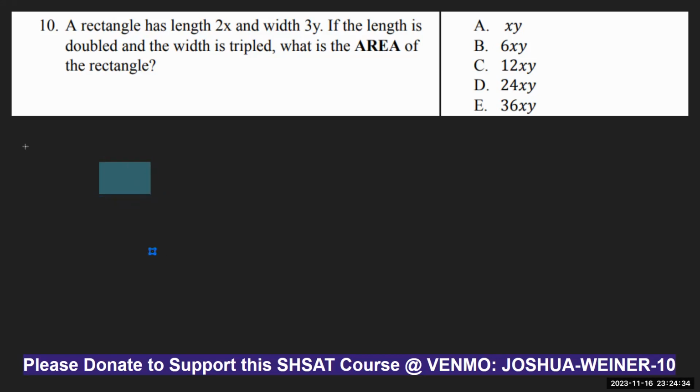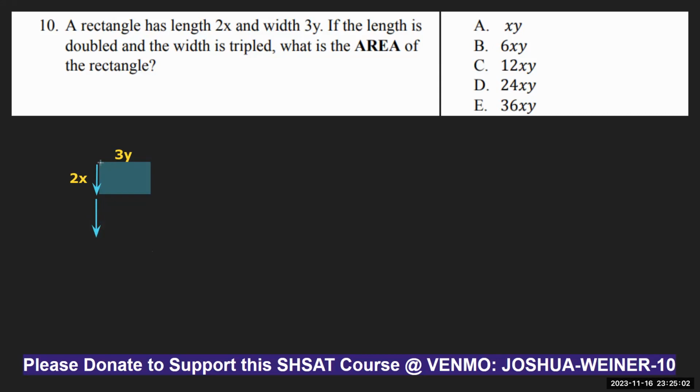Okay, so let me write that on the picture here. This is 2x, and this is 3y in this direction. We don't know what x and y are, but I'm just saying. The length is doubled, and the width is tripled. So double in this direction. There's one blue arrow. We need a second one because we're doubling it.